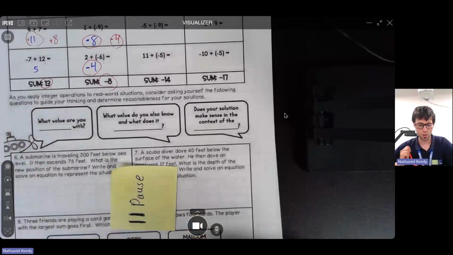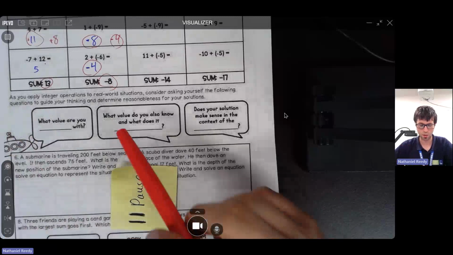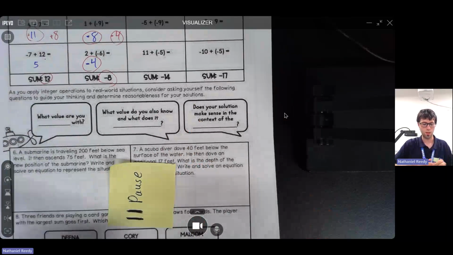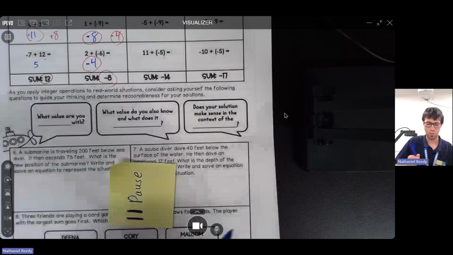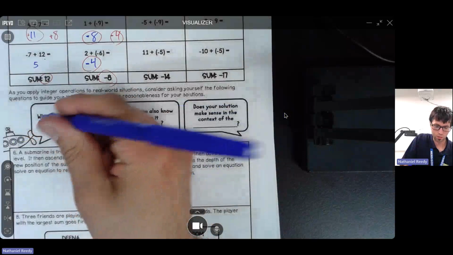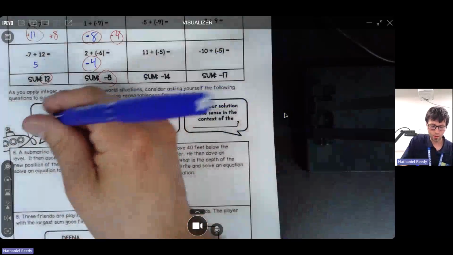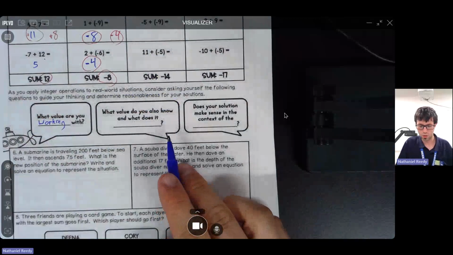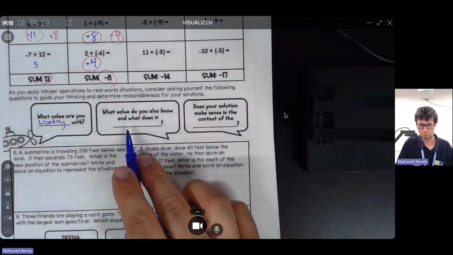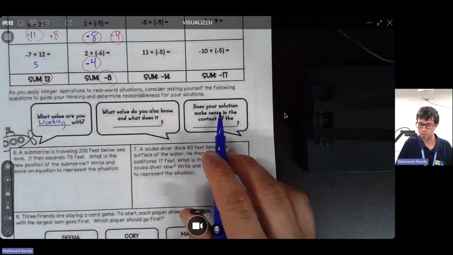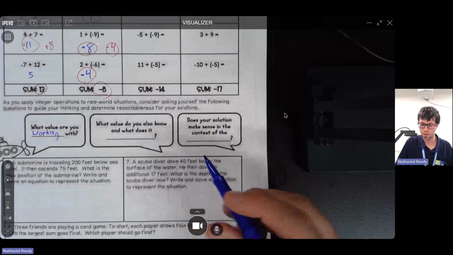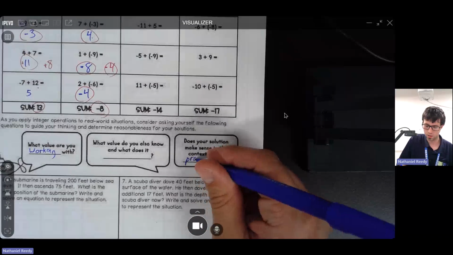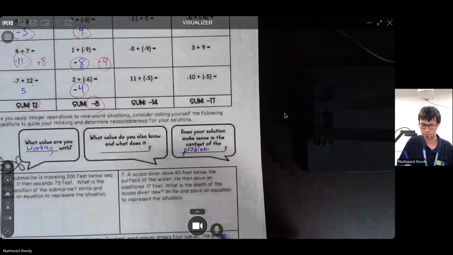So this says, as you apply integer operations to real-world situations, consider asking yourself the following questions to guide your thinking and determine reasonableness for your solutions. I don't know the answers to the blanks, but I'm going to give you what I think are the answers. What value are you working with? What value do you also know, and what does it...? Again, I'm not sure what goes there. What does your solution make sense in the context of the, let's say, problem? I think that is what they're looking for here.